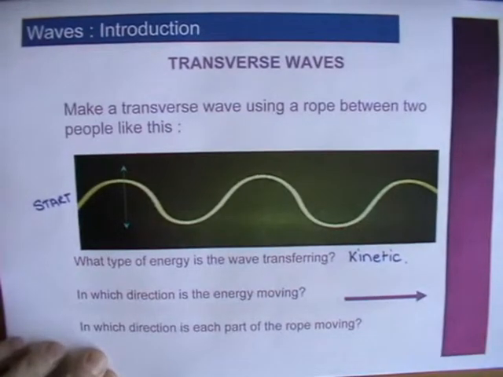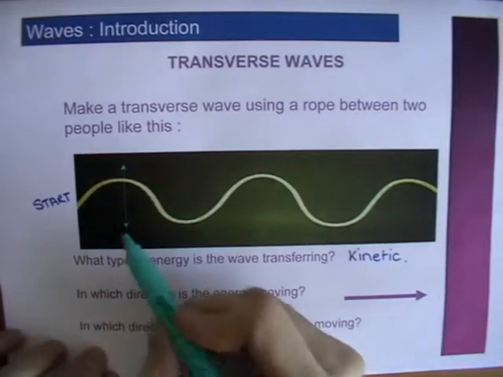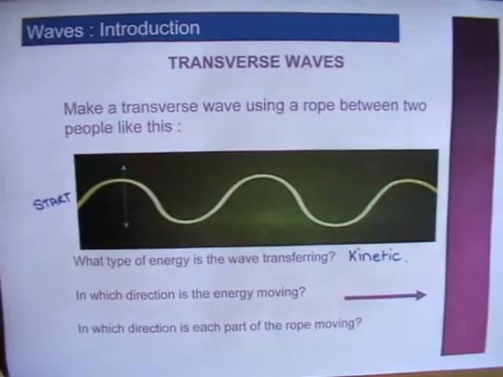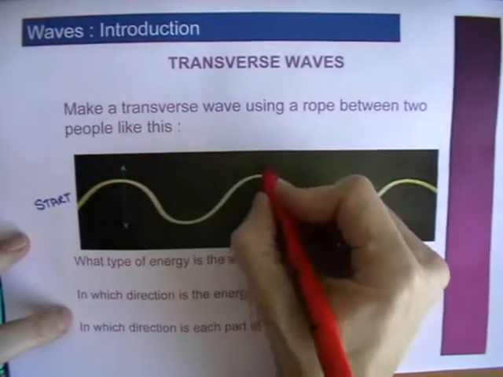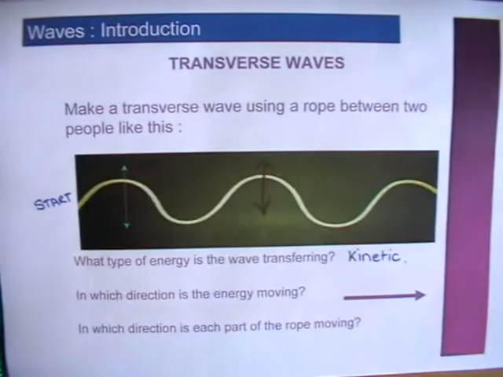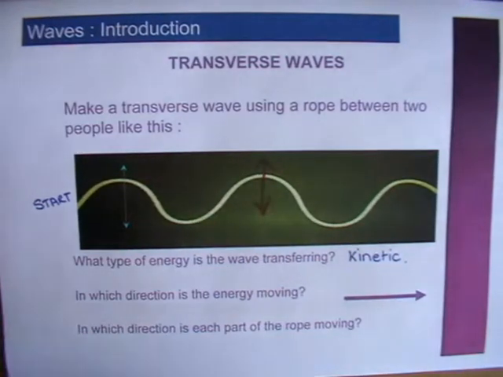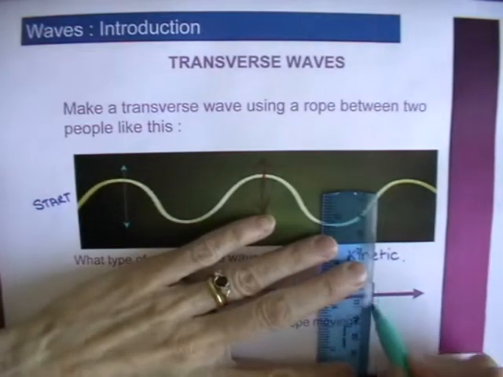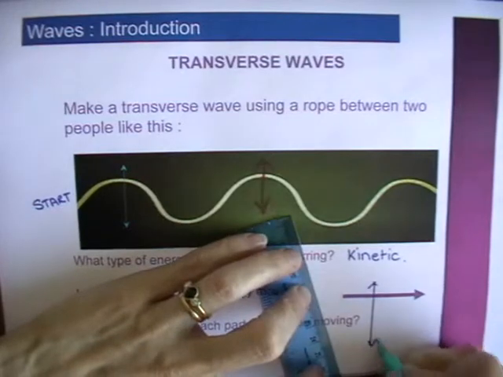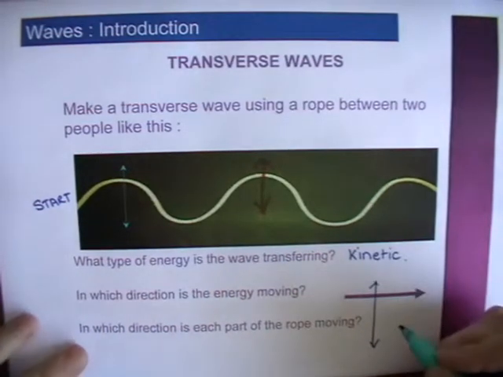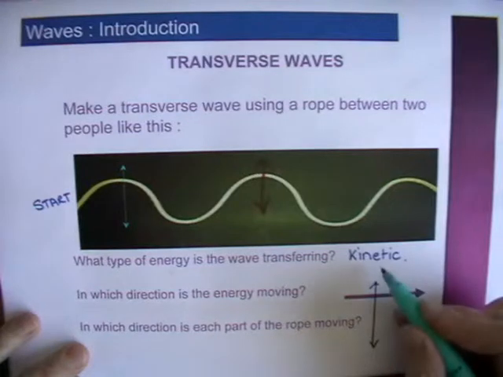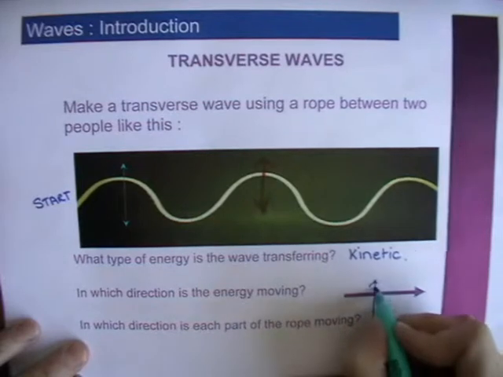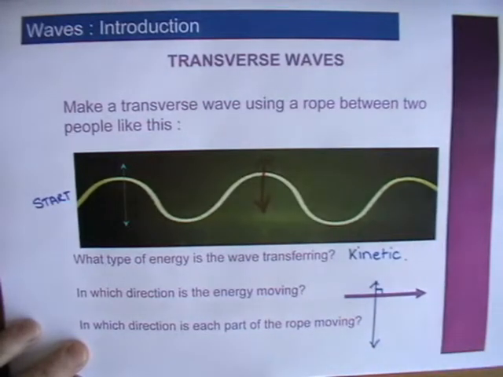In which direction is each part of the rope moving? If you have a look, there's already an arrow put on here. I hope you can see that. And the arrow is moving up and down, and we'll maybe draw it on here, in one of these places where it's a bit lighter. So it's moving up and down there, and therefore it's moving in this direction. We're going to draw this using a ruler, and I'm going to extend it a little bit. So it's moving up and down like that. If you have a wee look and compare the direction of the movement of each part of the rope to the direction of movement of the energy, you can see they're at right angles to each other. I draw a wee right angle in there.